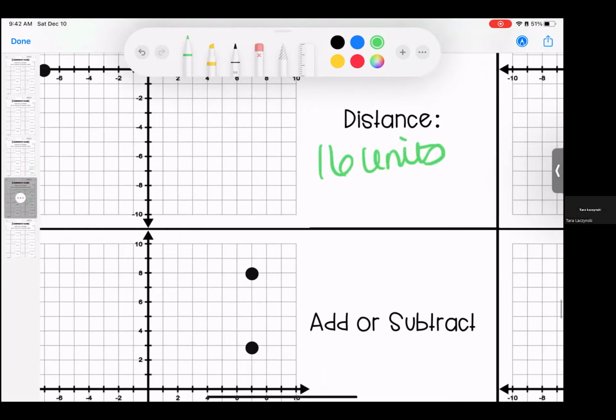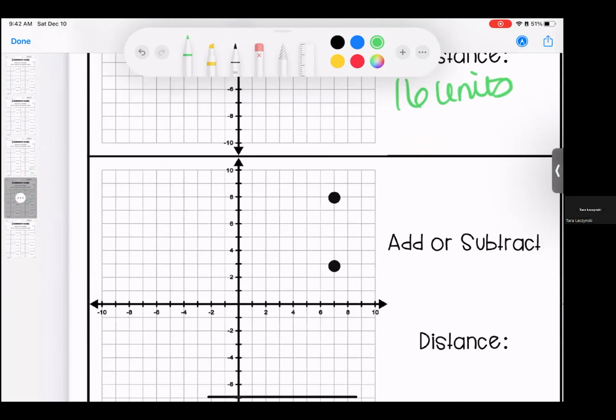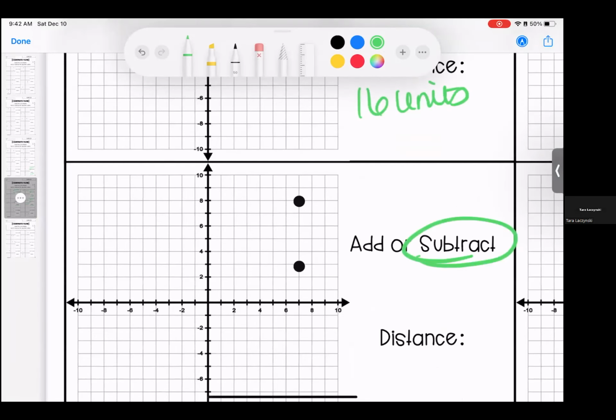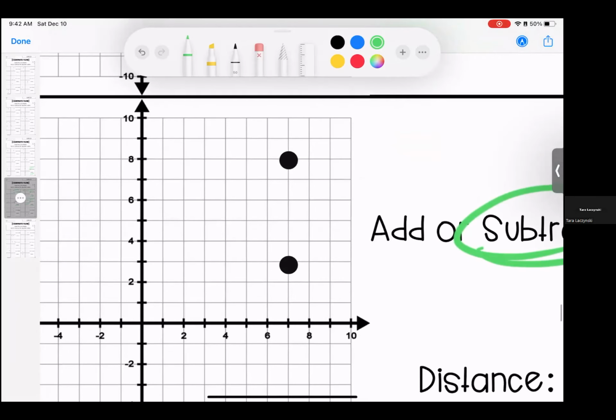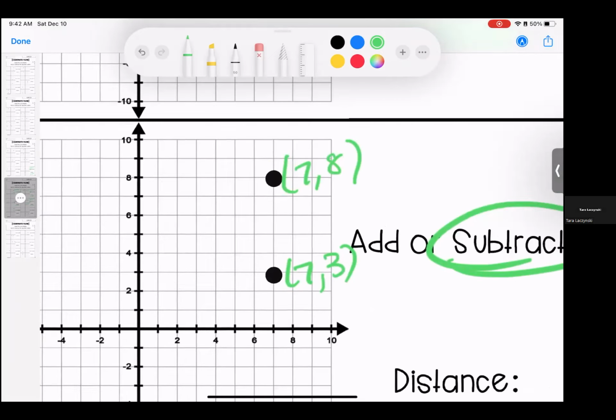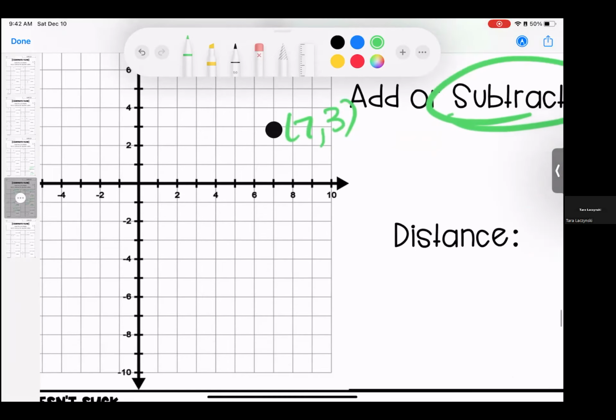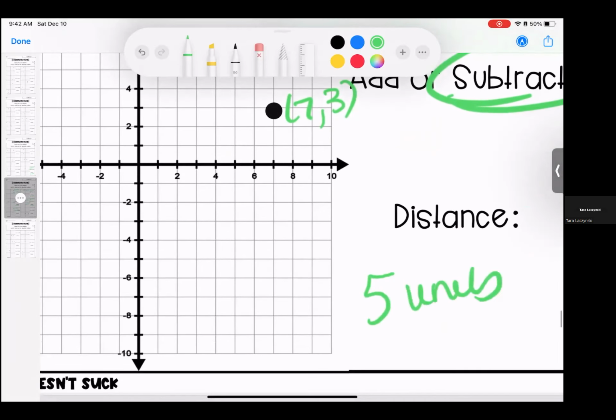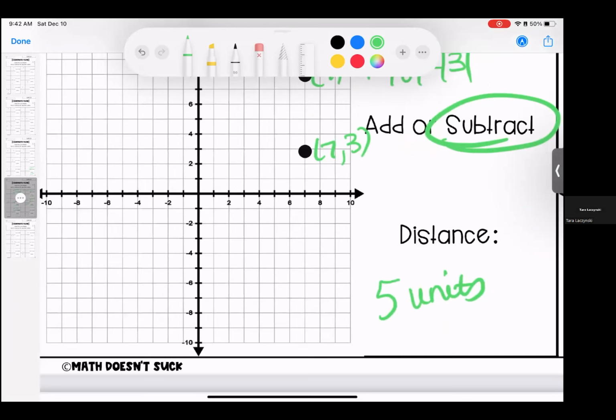All right, moving on down, we have 2 more on this page. We are going to subtract because they are the same quadrant. We're going to have an x value of 7 for both of these, and then this one goes up to 3, and this one goes up to 8. So we are going to subtract the absolute value of 8 minus the absolute value of 3. It gives us a distance of 5 units.